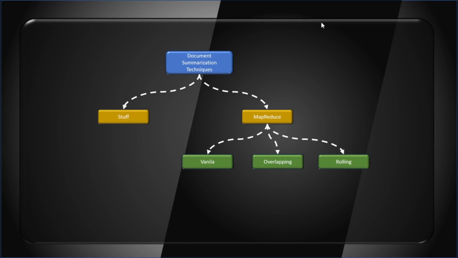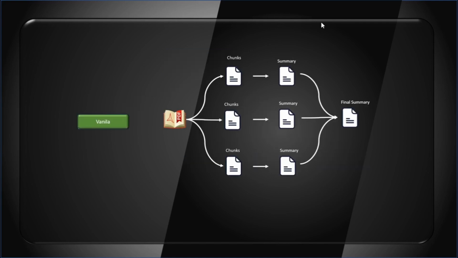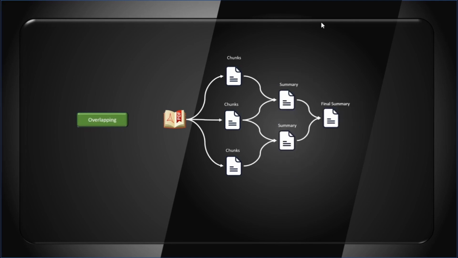the map reduce approach. So when we are talking about vanilla, we first need to create chunks of the document, and it can be not only a document but also some text. So we create chunks of it, then create summaries of each of these chunks, and then create a final summary of those summaries.